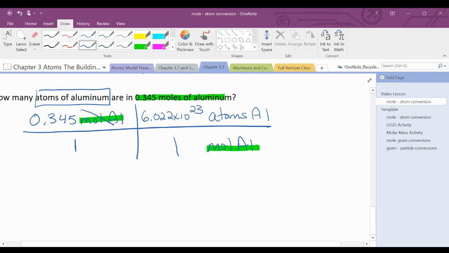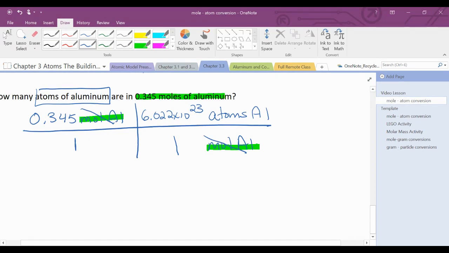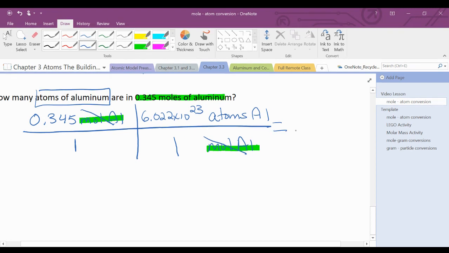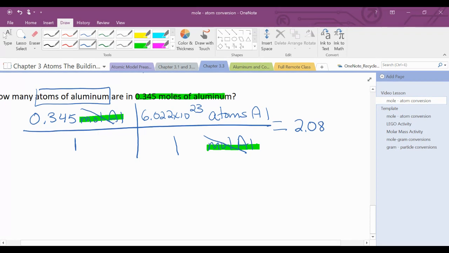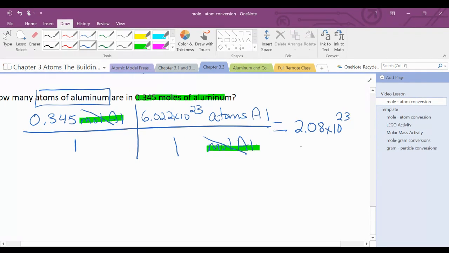These units cancel. So I get the units I want, which are atoms of aluminum. I have 3 sig figs here. I have 4 sig figs here. So my answer should have 3 sig figs. So it's 2.08 times 10 to the 23rd atoms of aluminum.